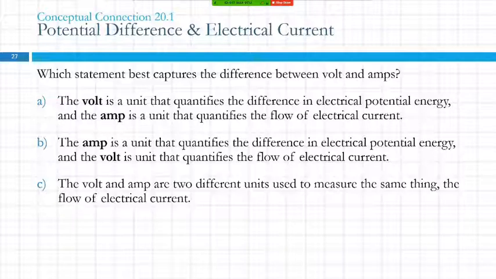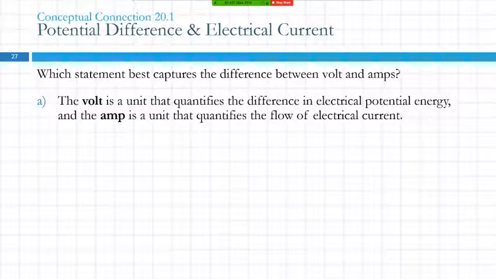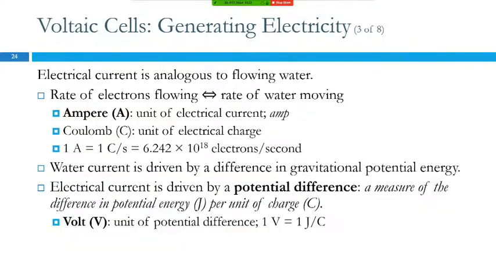Anybody want to give that a try? Yep, it's A. The volt measures difference in potential energy, and the amp measures flow of electrical current. We can go back to this slide. An amp is a unit of electrical current. The volt is a unit of potential difference.